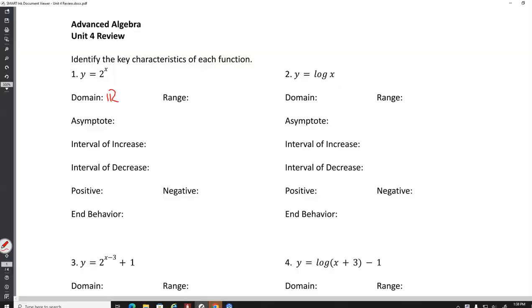Okay? So again, we can just rewrite it here. This is all real numbers. Y is greater than 0. Asymptote is at 0. My increase is negative infinity to positive infinity. There's no decrease.